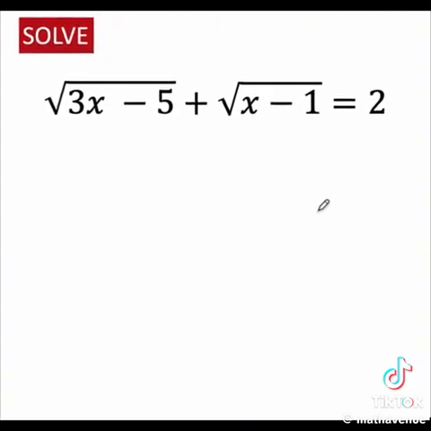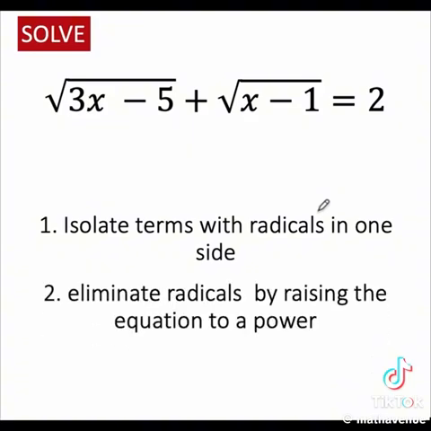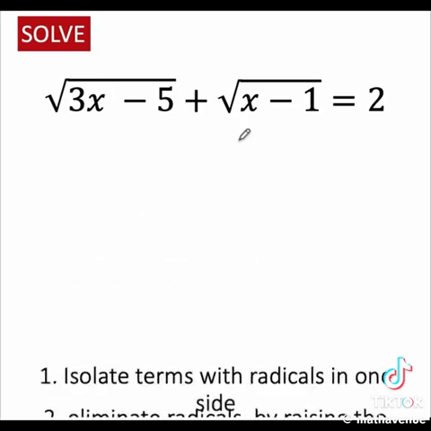First, let's recall that there are two things that we would like to accomplish when we are solving a radical equation. Number one, we want to isolate the terms with radical in one side of the equation. But our problem here is there are two terms with radicals. So that means we are going to apply this number one condition 2 times. And number two, we would like to eliminate the radicals by raising the equation to a power. And we are going to apply this also 2 times because there are two radicals in this equation.